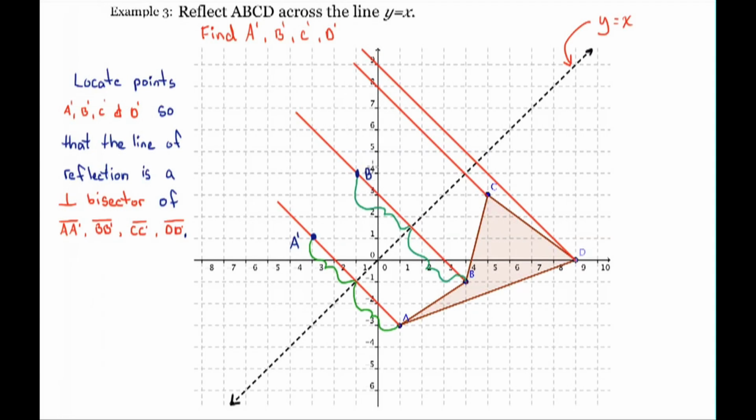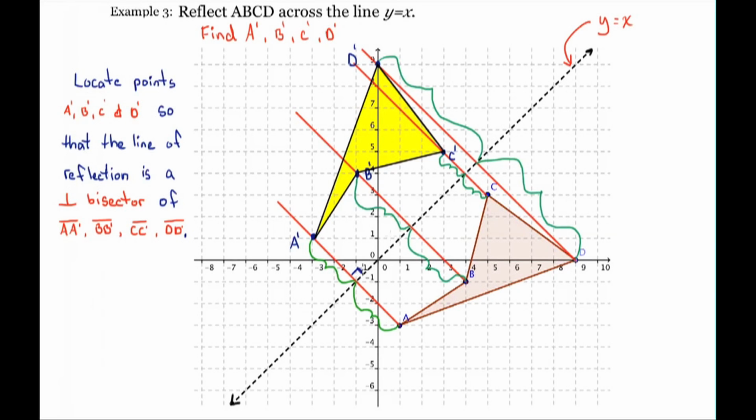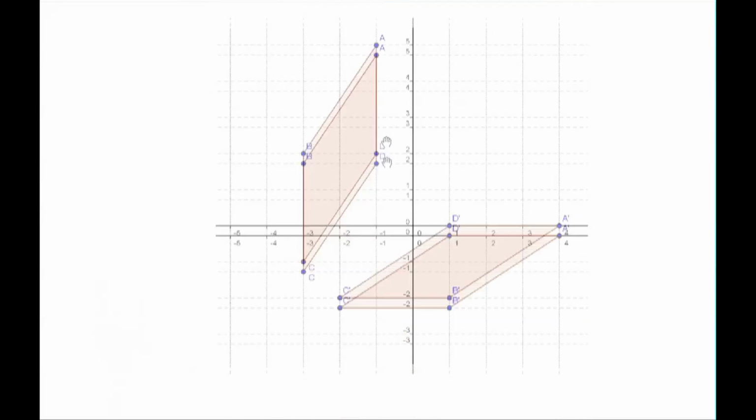So I can find A prime being equidistant to the line as A is. B prime, C prime, D prime the same way. Find those points, connect points with segments, and I get my reflection across y equals x. And the line of reflection will be perpendicular to all these segments.